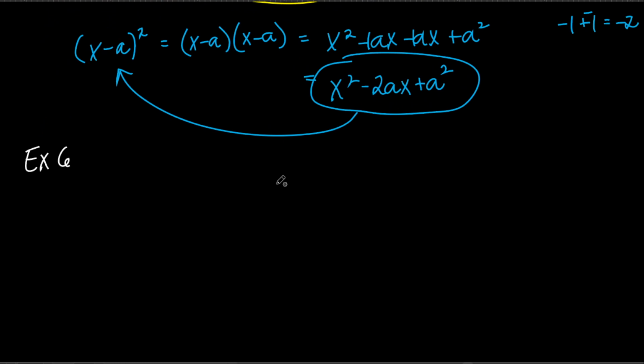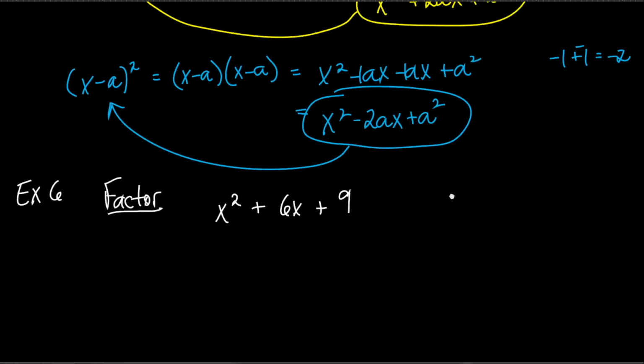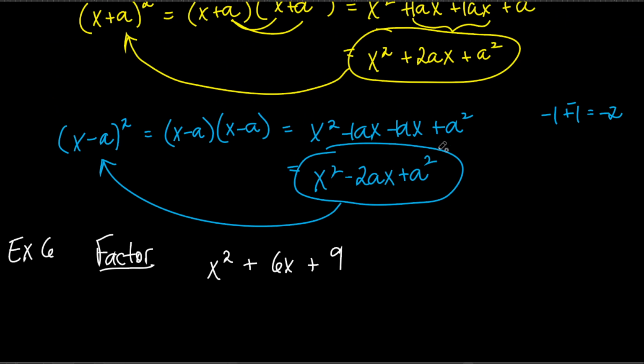All right, example 6 says this. It says factor completely. I'm lazy. I'm just going to write factor. And here it is: x squared plus 6x plus 9. Now, before we do this problem, I want you to recognize something here.